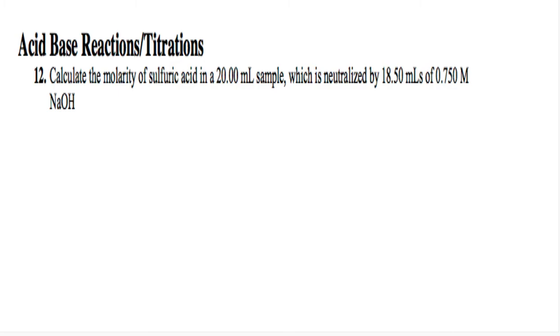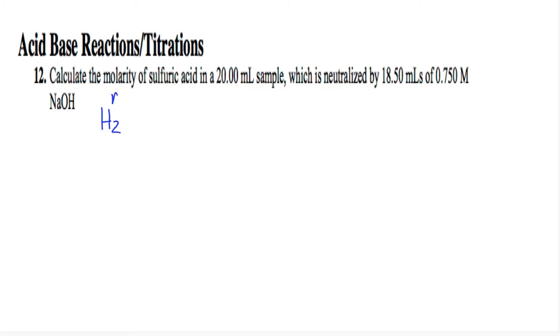So here it says, calculate the molarity of sulfuric acid, which is neutralized by 18.5 mils of 0.750 molar sodium hydroxide. So I know this is a titration kind of problem because they're talking about a sample that I'm neutralizing. First step I always want to do is what? Balanced equation.